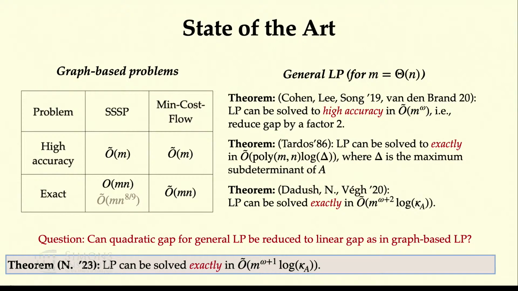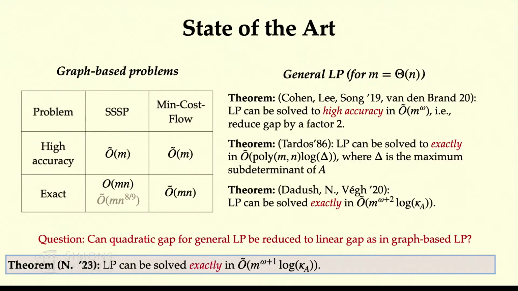So the natural question would be to ask, is that quadratic gap necessary if you have more complicated linear programs, or should it also be a linear gap? And yeah, I can show that, in fact, you can reduce that gap to a linear factor. Okay, so you can solve an LP exactly in the real RAM model in m to the omega plus 1 times logarithm of the condition number many iterations. Okay.